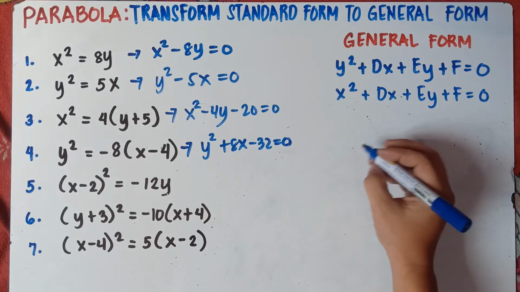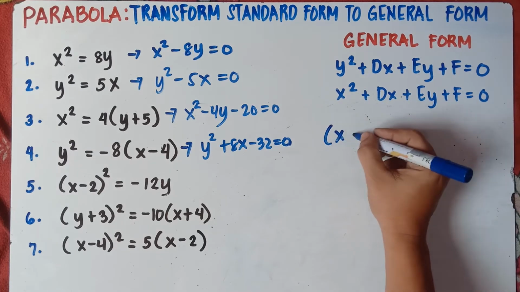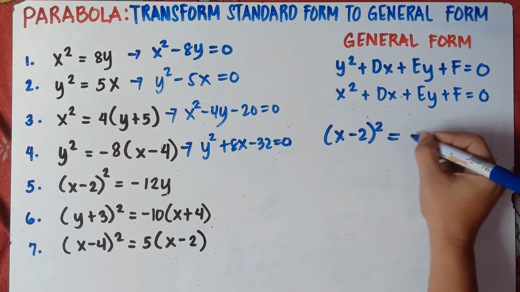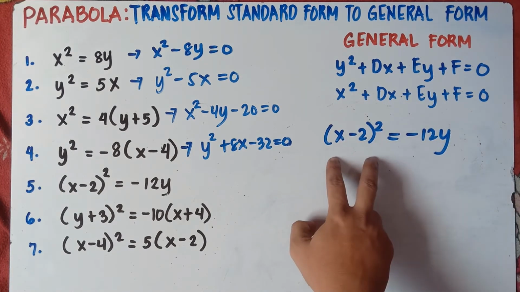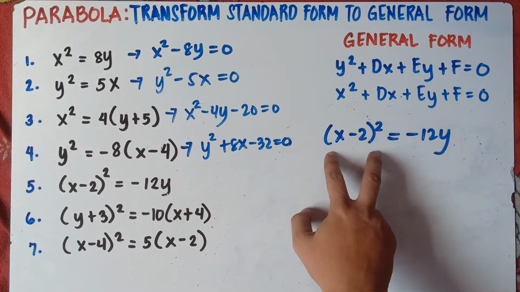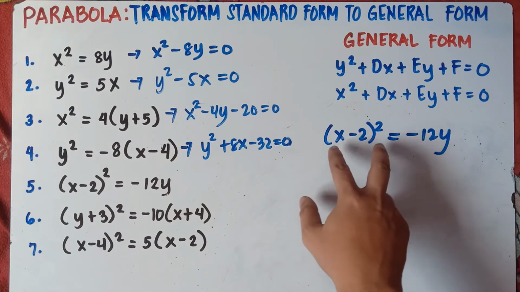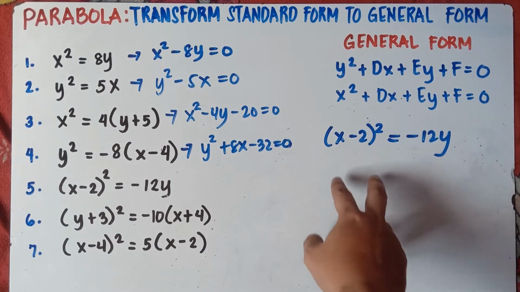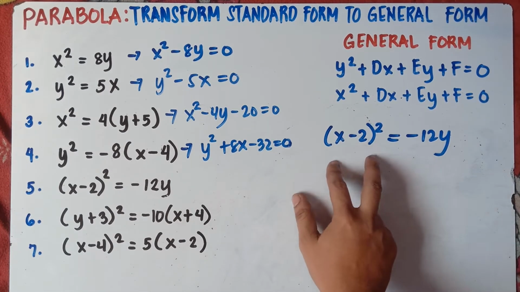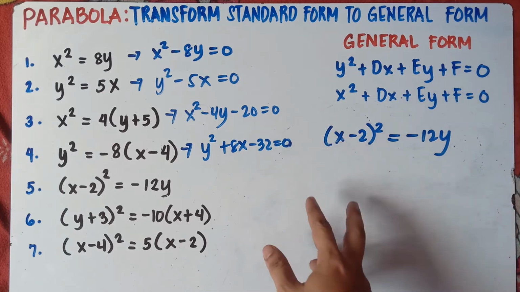So that would be quantity x minus 2 squared equals negative 12y. So once again, class, you simplify this one first. So we have the parentheses x minus 2 raised to the power of 2, quantity x minus 2 squared. So we can simplify this one, class, by the square of binomial. You can actually do the FOIL method, class.